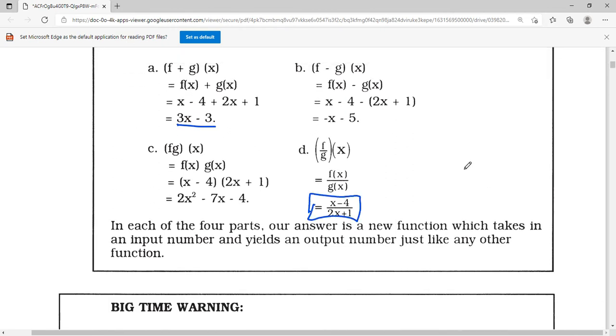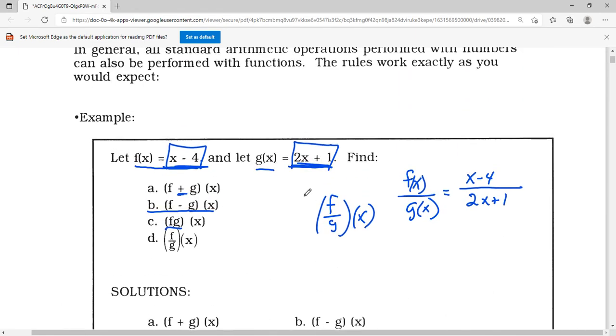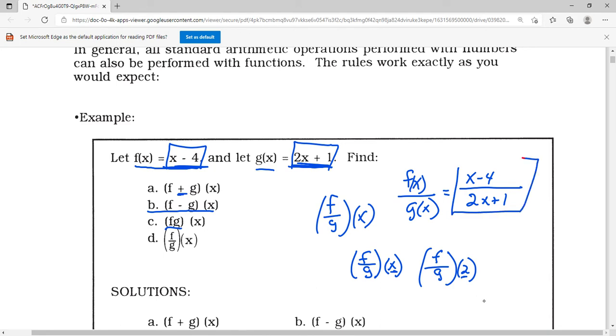So that's it. In each of the four parts, our answer is a new function which takes in an input number and yields an output number just like any other function. So basically we just put two functions together. So if it asks us to find f over g of 2, we would just put 2 wherever the x is in this function and then solve.